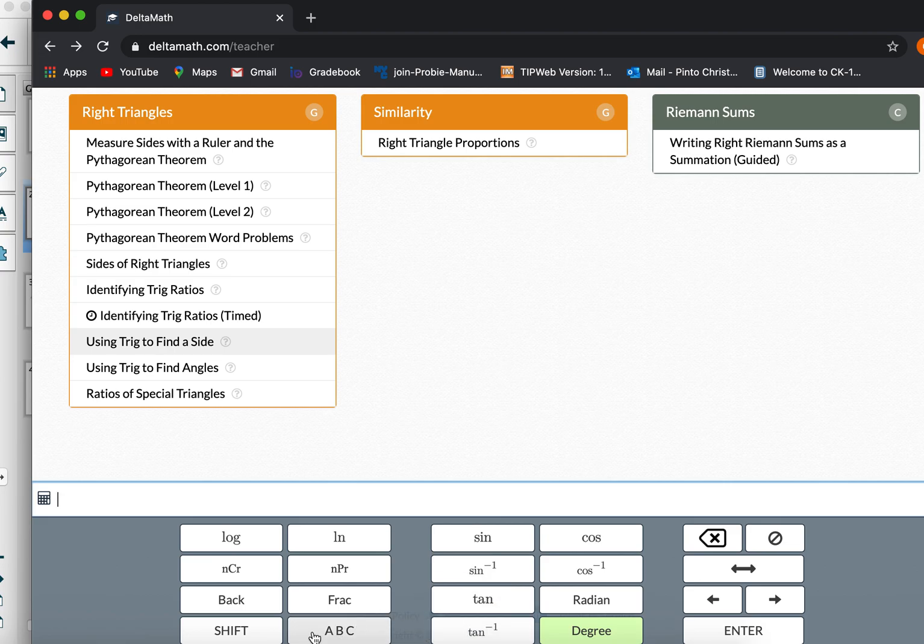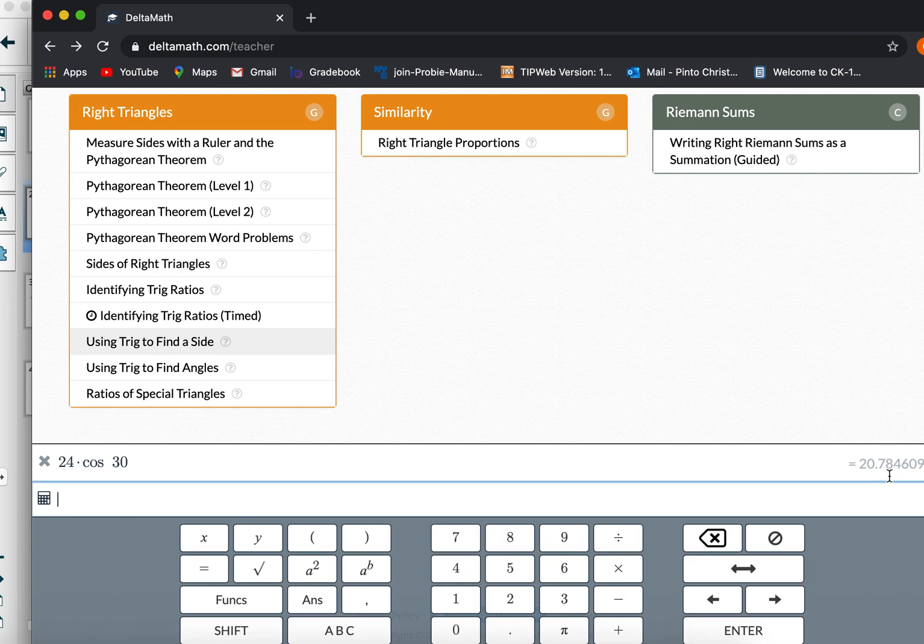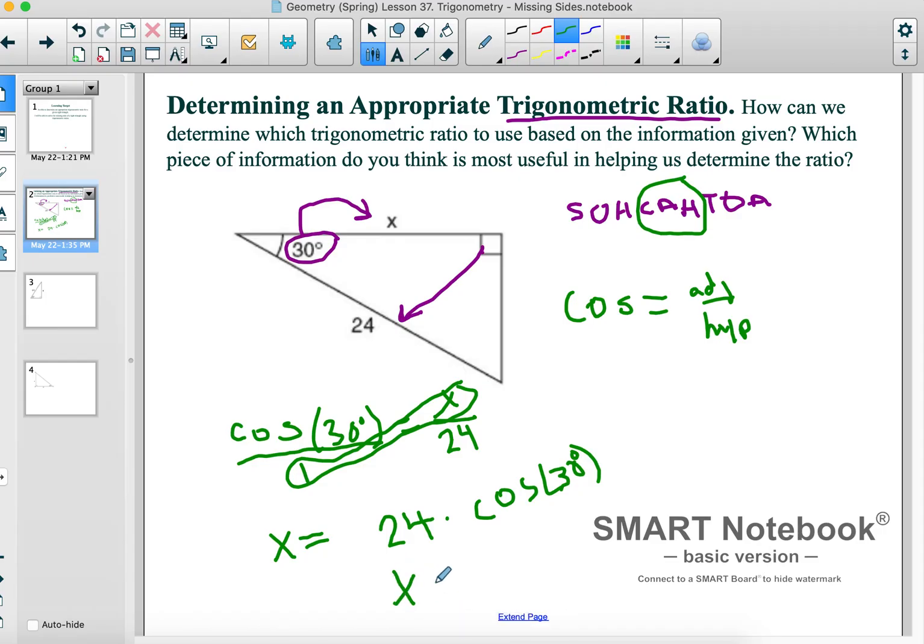So I'm going to hit shift and do 24 times my function, the cosine, and I'm in degree mode, of 30 degrees. And that's going to give me my answer, 20.7846. In fact, I'm going to round this to 21. So x here is equal to 21. And that's all you've got to do. You're setting up your ratio and then you're cross multiplying. That's it. Set up your ratio and cross multiply.